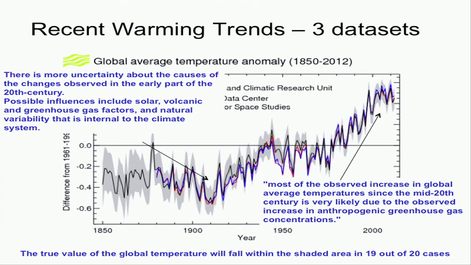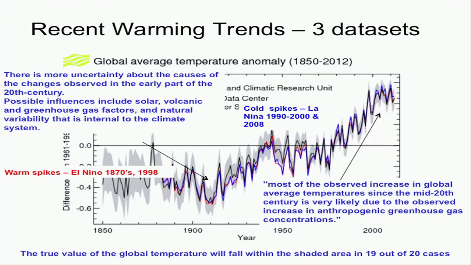And of course we also have to think a little bit about the natural variability that's internal to the climate system, and we discussed that when we looked at ENSO, for example. You can see quite a few warm spikes on these traces. For example, there was a very strong El Nino in the 1870s. Remember, we used the Tahiti Darwin Index to identify when that might have occurred. There's also one in 1998. And of course, we also get big dips as well. We get these so-called cold spikes due to La Nina, and they occurred between 1990 and 2000, and there was another strong one in 2008.